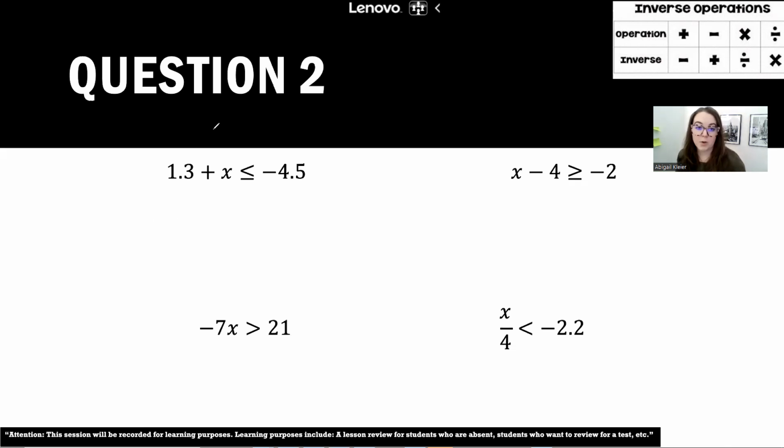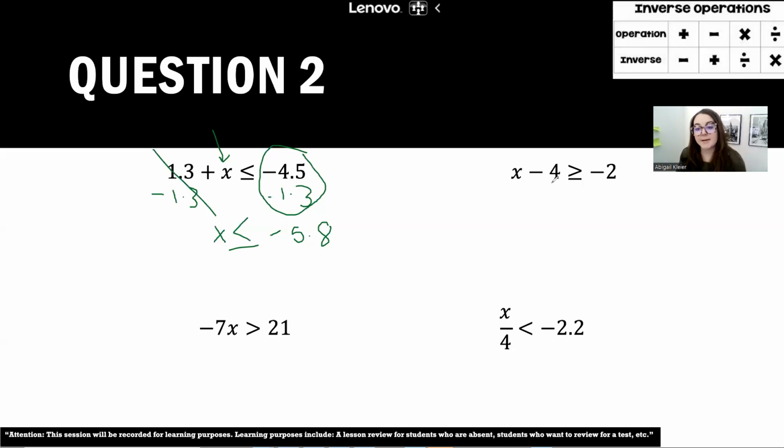For the first one, I'm always, again, looking at what's the impact on my variable. In this case, I have a positive 1.3, so I need to get rid of that positive 1.3 by subtracting 1.3 from both sides. This leaves me with x is less than or equal to, and now I have negative 4.5 minus 1.3, so I'm going even further into the negatives. This is a negative 5.8. So the solution here is x is less than or equal to negative 5.8.